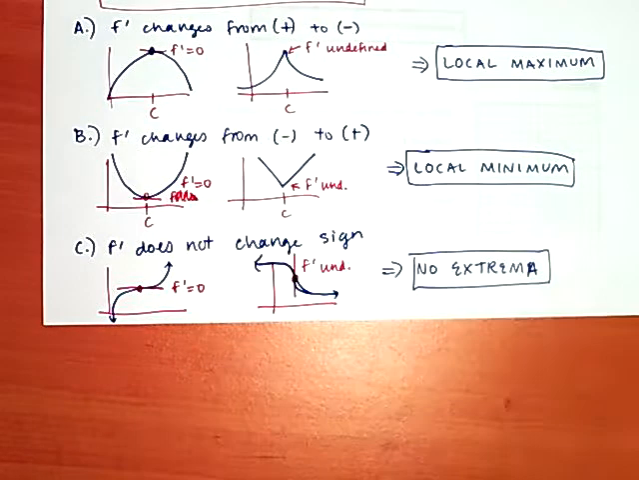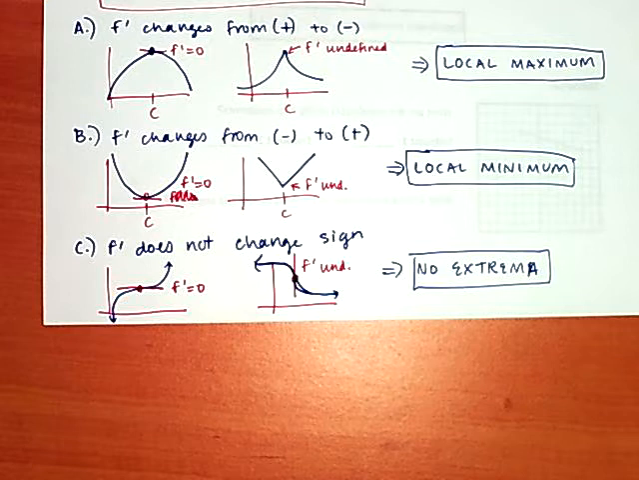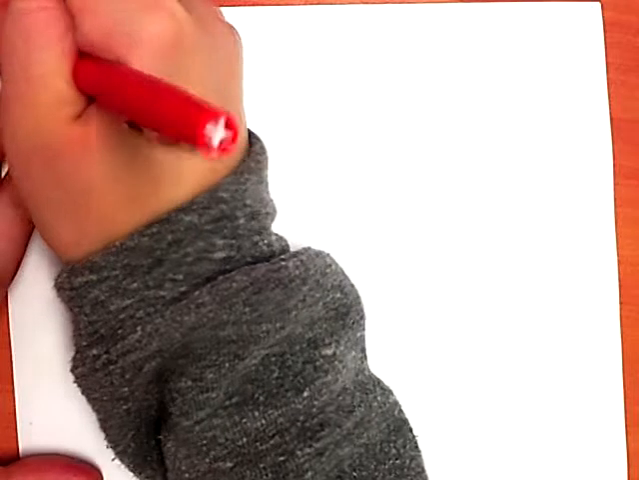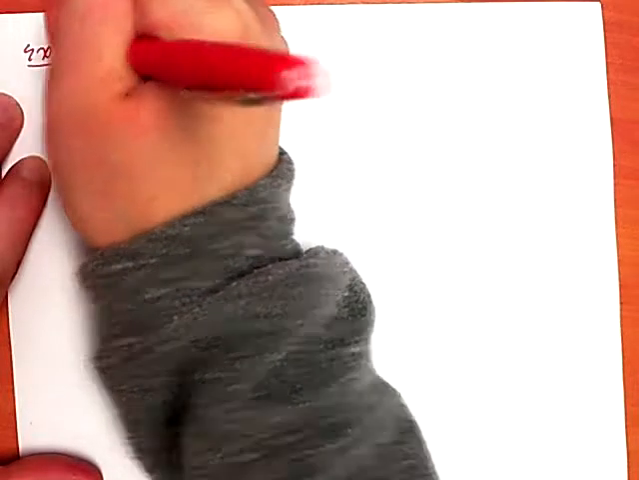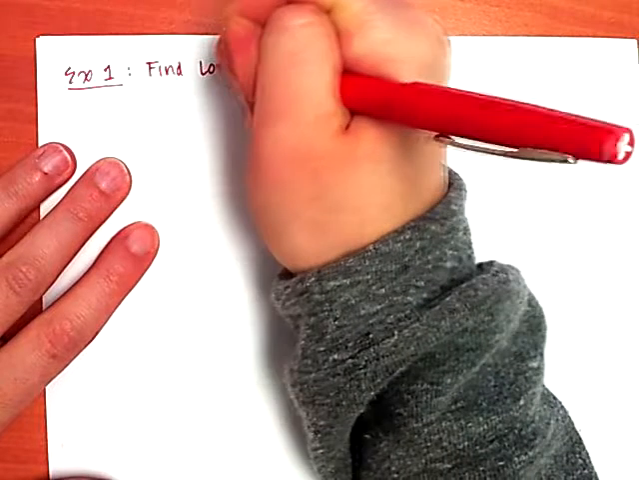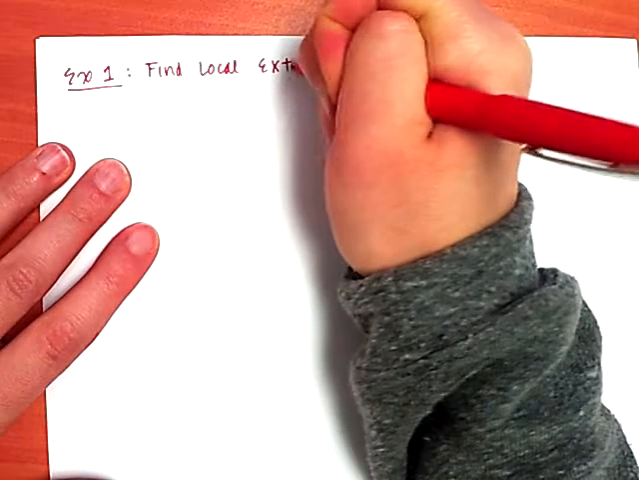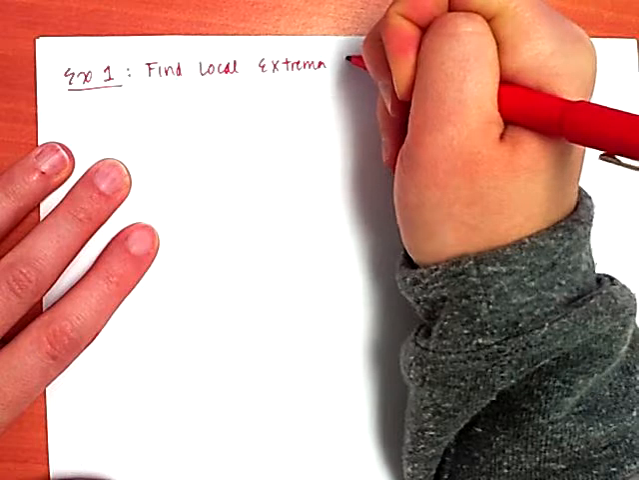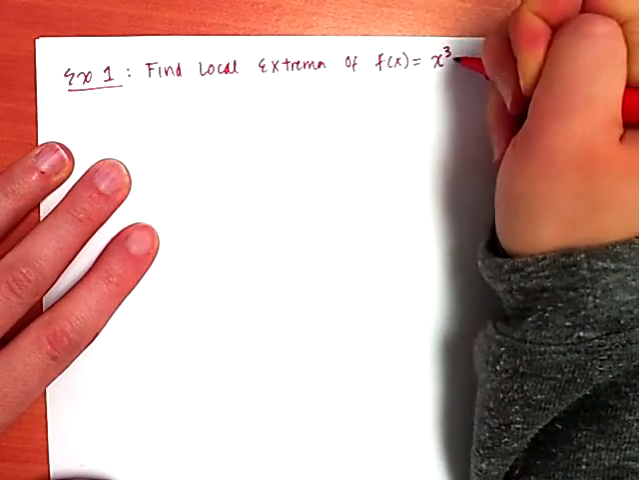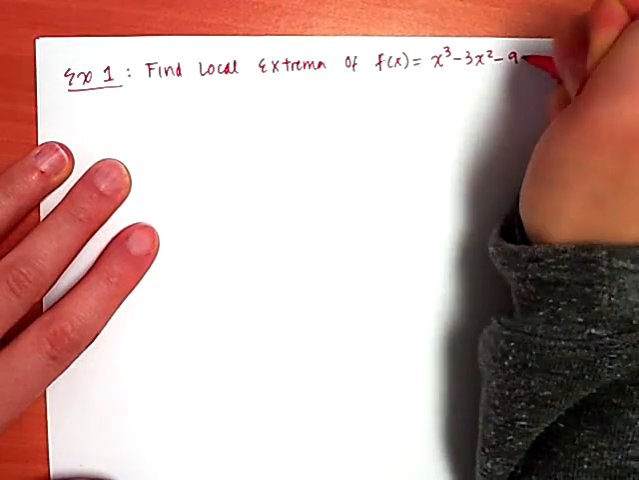Okay, so now we're going to see how we can put this into action given an equation. I'm going to do a couple of examples. So we'll say, find the local extrema of f of x equals x to the third minus 3x squared minus 9x.